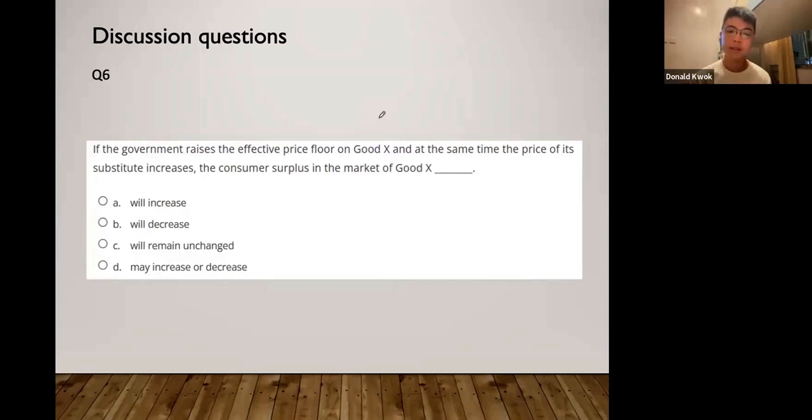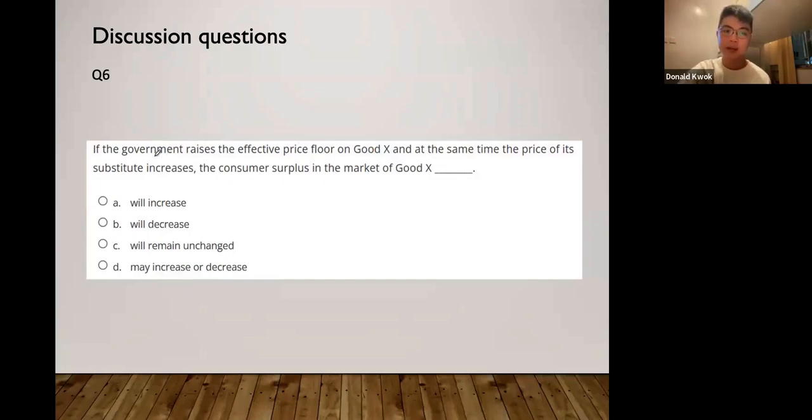Okay, so as you can see here, there are two events happening, and we are going to analyze how the consumer surplus of this good would change. And similarly, we would apply the technique learned in comparative statics. We would like to decompose the impact caused by each event individually first, and then to draw an overall conclusion to see how they will jointly affect the consumer surplus. So this is the idea.